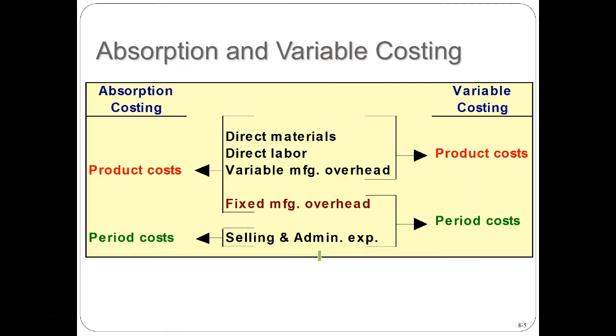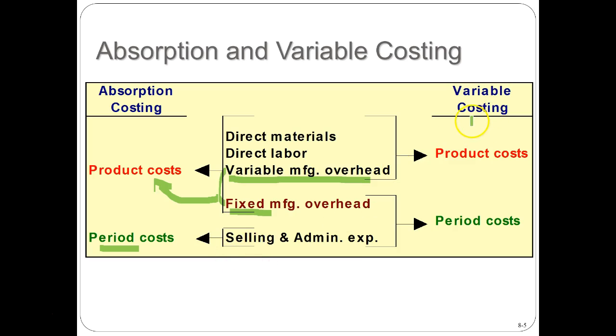Okay, so then the difference between the absorption and variable costing. Absorption is going to be up here. You notice what we have is we have direct materials, we have direct labor, and then we're going to break out the overhead between the variable portion, the stuff that changes with each level of production, and the fixed portion. Under the traditional method, we basically put those together and we put it all into the cost of production, so the product cost, and the period cost, all we had was the selling and admin.